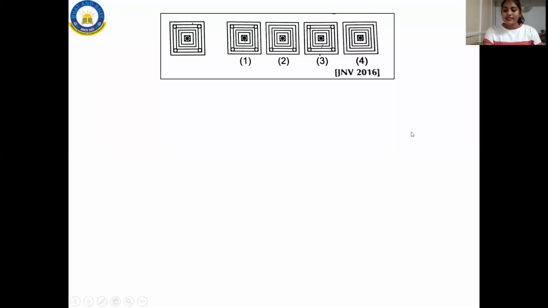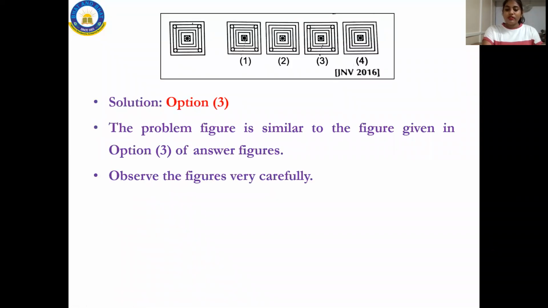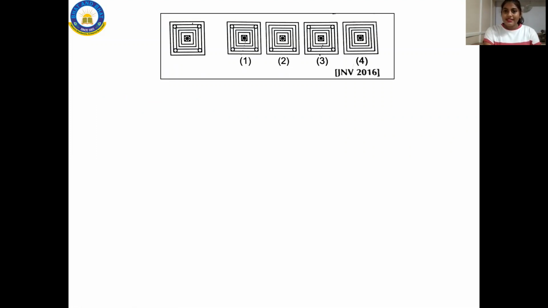Look at this, guys. What is the answer now? Why not option 1? It is option 1 or 3. Look here and count: 1, 2, 3, 4, 5 and then a small one.